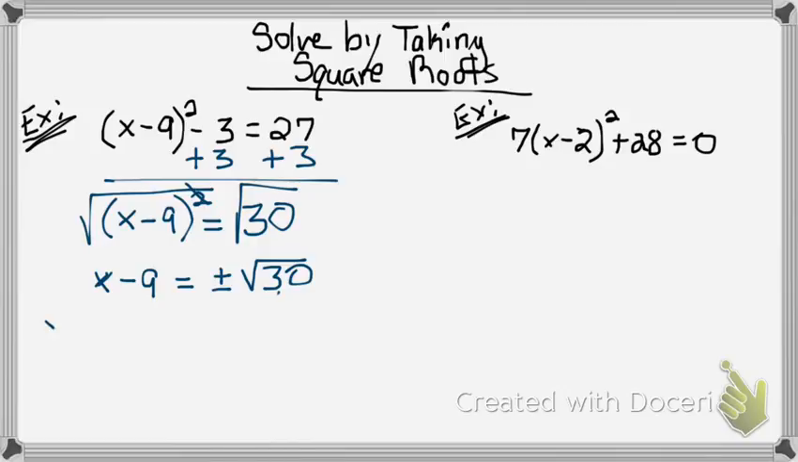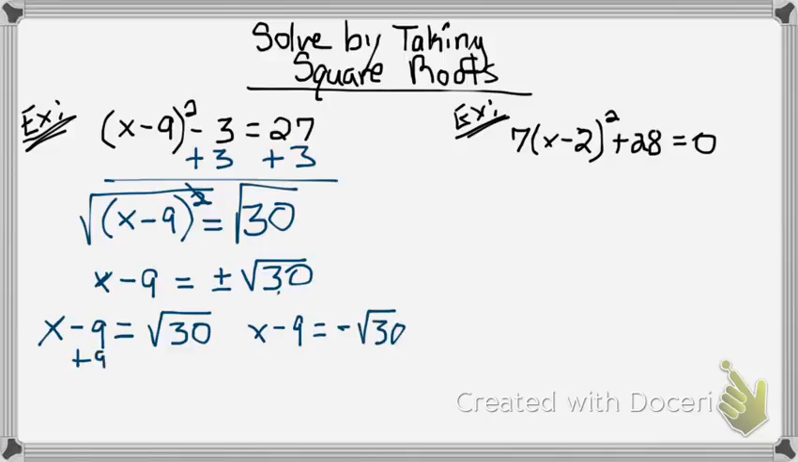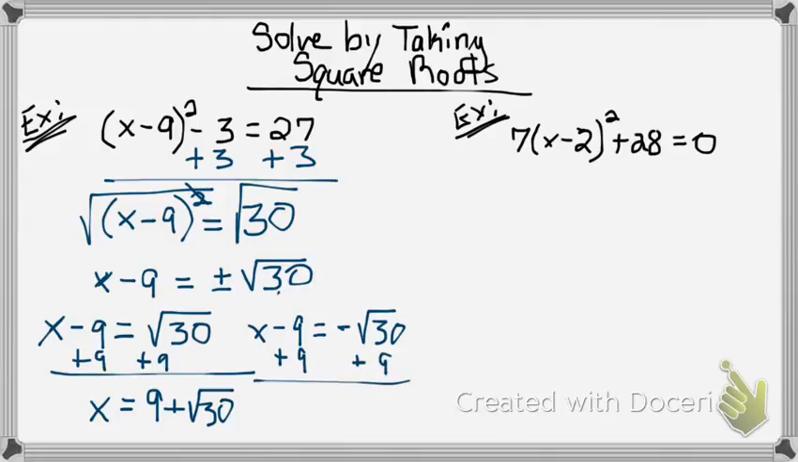So then I'll break it up into two equations. x minus 9 equals positive square root of 30, and x minus 9 equals negative square root of 30. And then add 9 to both sides. So my first solution will be x equals 9 plus square root of 30. And since I have to add 9 on both sides here, I'll get x equals 9 minus square root of 30. And that is it.